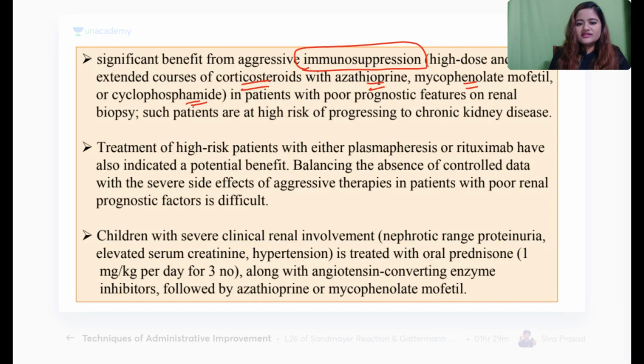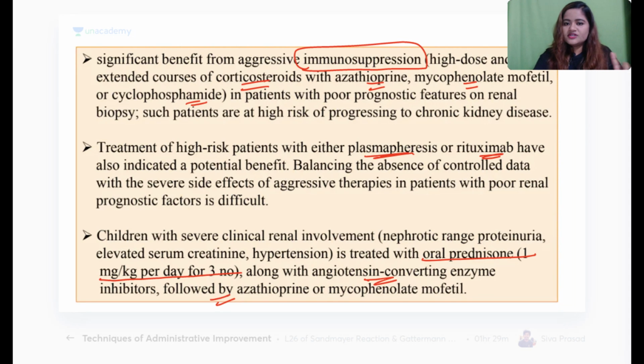Treatment of high-risk patients with either plasmapheresis or rituximab has also been indicated now. And those patients who have got severe renal involvement can be treated with oral prednisolone at 1 mg per kg per day for 3 months. And your BP can be controlled with the use of ARBs and ACE inhibitors, followed by addition of a second-line agent.